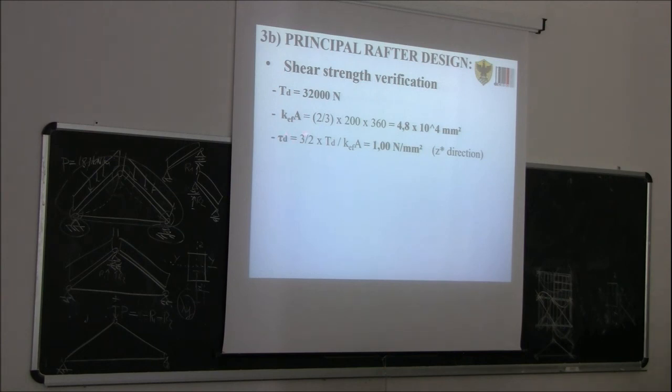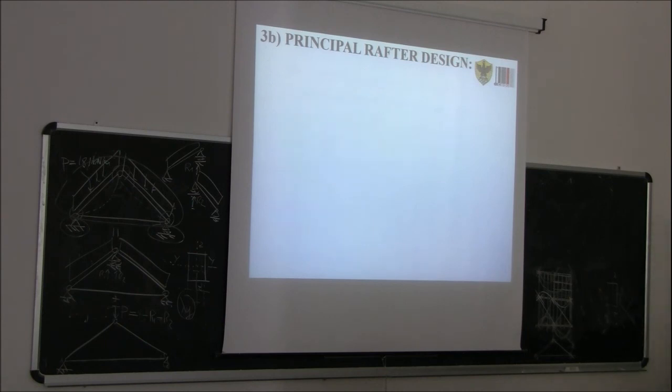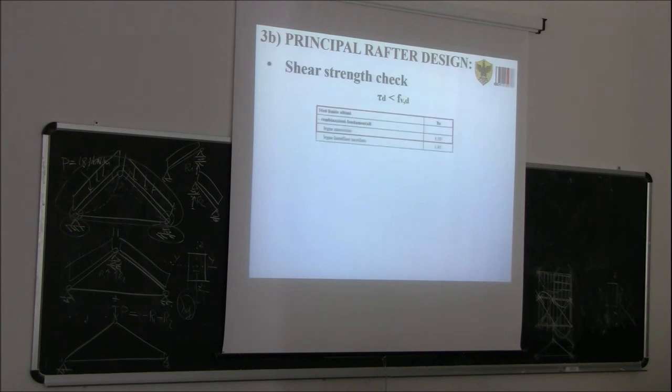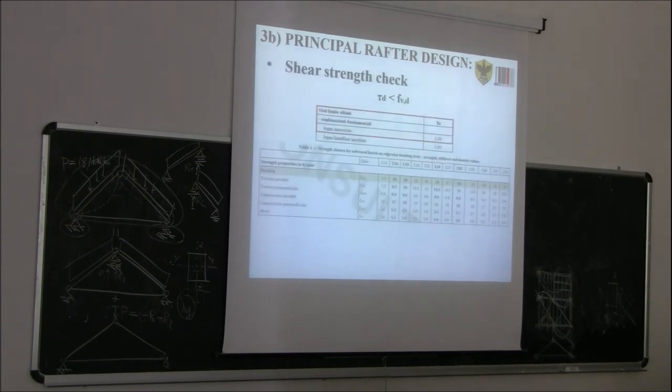So the maximum shear you see is 3 divided by 2 times T divided by TF times H, 1 Newton per square millimeter. And then we calculate the design shear strength, 2 Newton per square millimeter. So the verification is satisfied. For shear, we need to use the shear resistance for longitudinal, so parallel to the grain, FPK. In the end, you see the shear verification is satisfied.